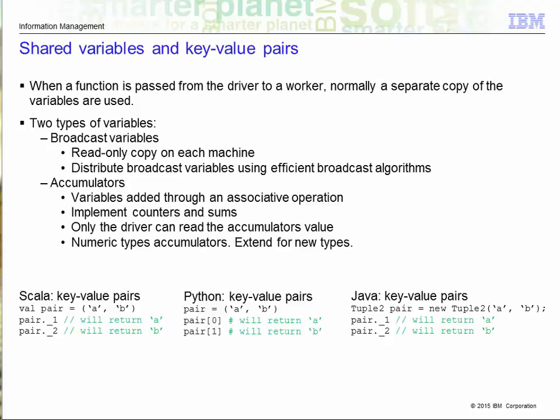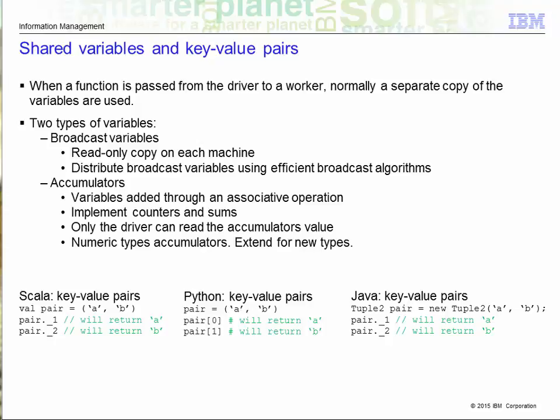The other shared variables are accumulators. These are used for counters and sums that work well in parallel. These variables can only be added to through an associated operation. Only the driver can read the accumulator's value, not the task. The task can only add to it.